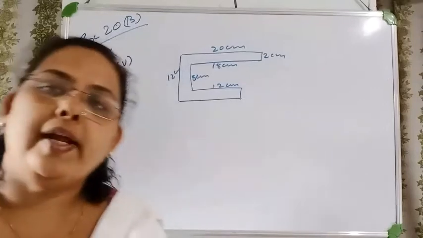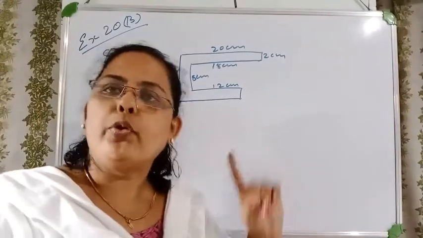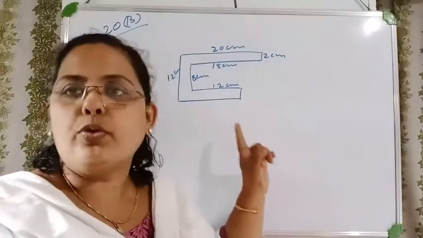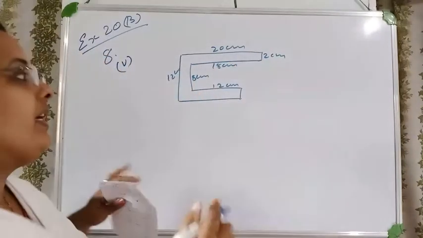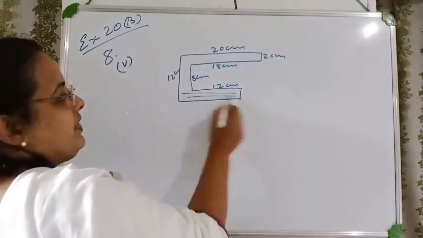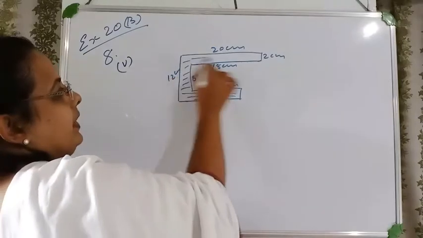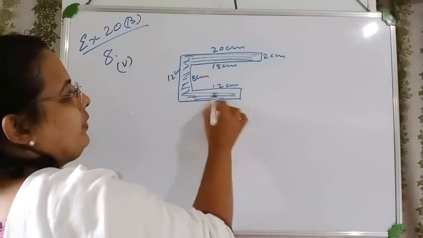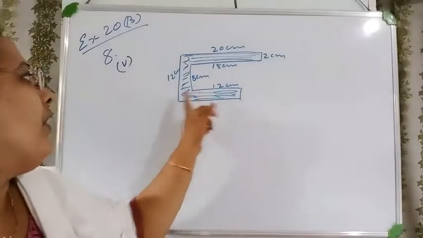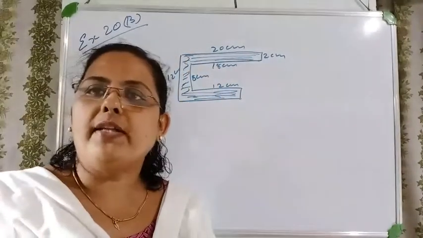Now the fifth question, I am not going to do it on the board, you have to do it, but I will explain how to do it. Okay, here one figure is given, this whole figure is shaded. In your textbook, in this question, this whole figure is shaded. You have to find the area of this figure. How can you find this area?